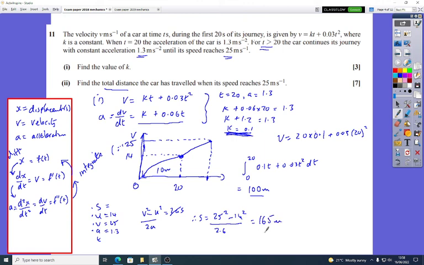Right. So the total distance travelled when it reaches that speed. Total distance is going to be 100.